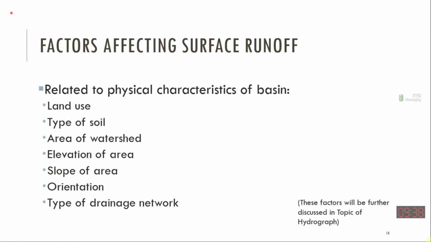Elevation controls one thing, it controls the temperature in that area. As we go to higher elevation, temperature reduces. We are expecting more snowfall over there. So that controls the runoff. Another thing, elevation controls the slope of the area also. If we have higher elevation and then lower elevation, we have steep slopes over there. So both slope and temperature are related to the elevation.